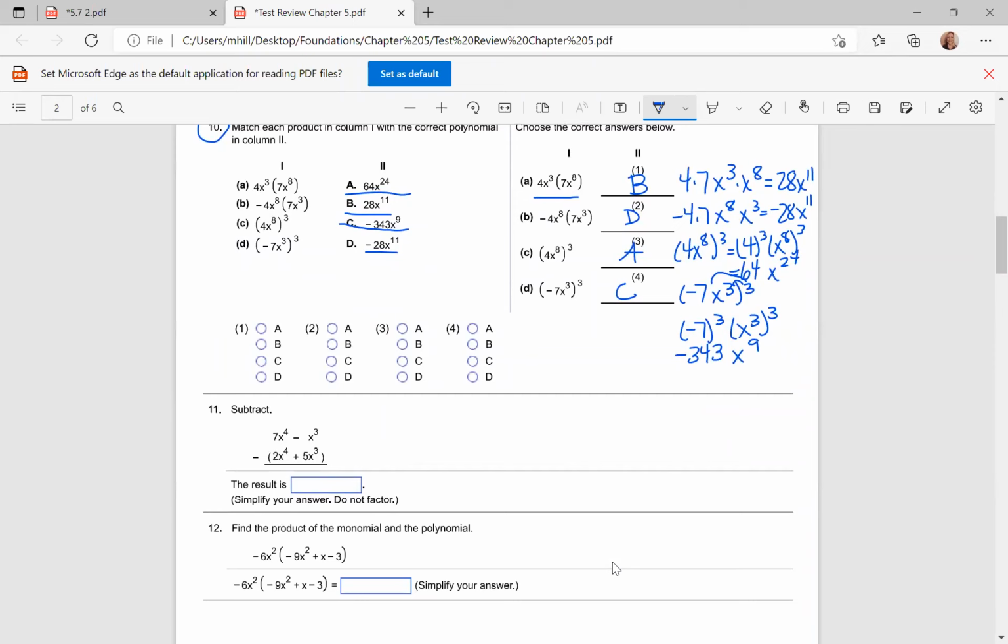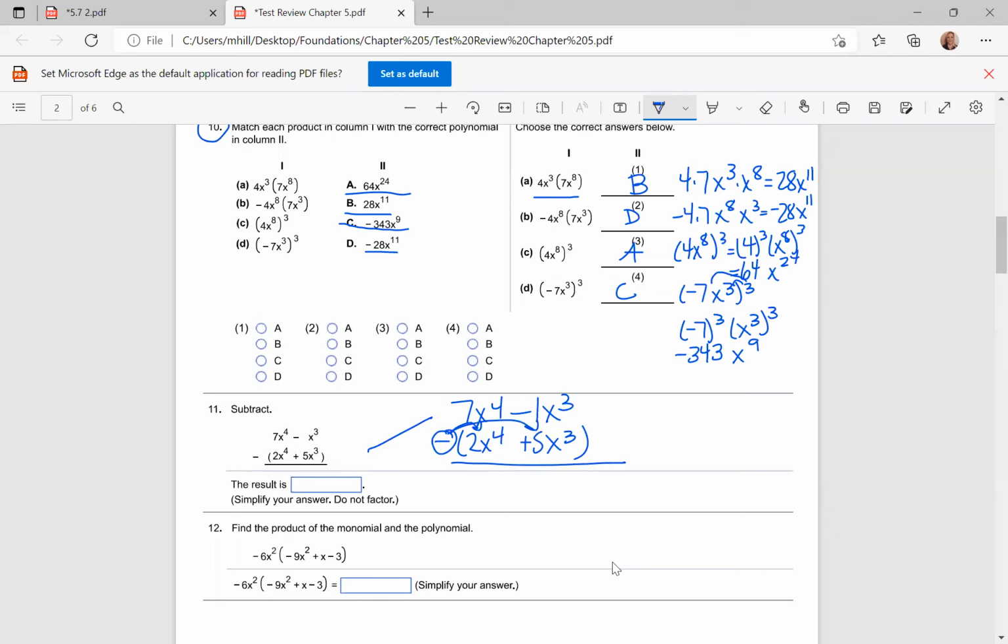Okay, so on this one, we're subtracting. I'm going to write this a little bit different over here, but this basically means 7x to the 4th minus 1x to the 3rd minus 2x to the 4th plus 5x to the 3rd. Okay, so this minus is very important here. It goes with both of these things.